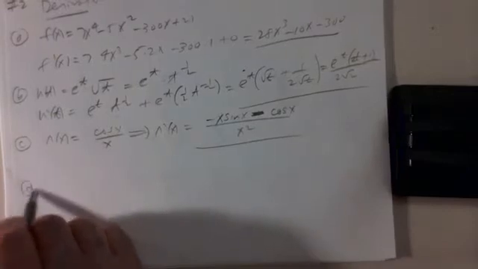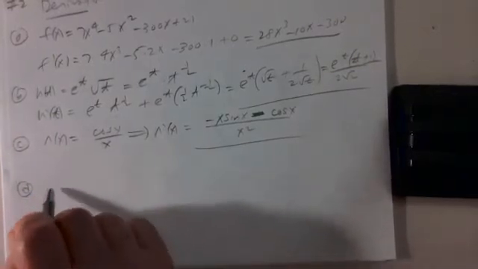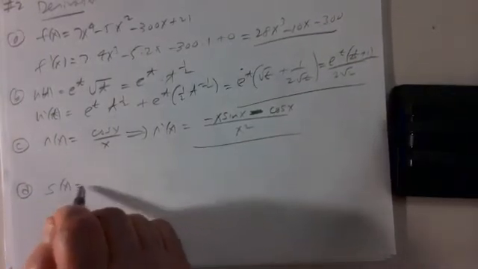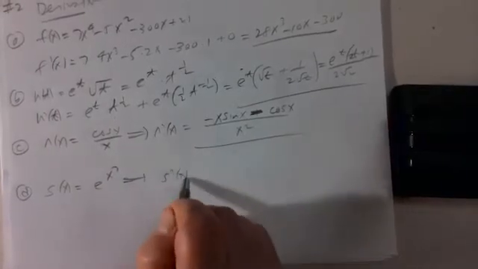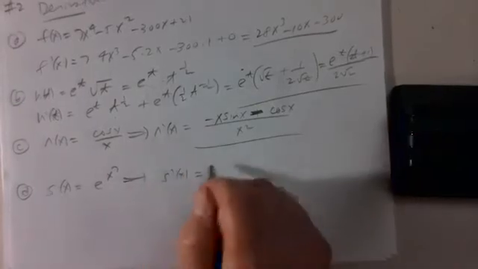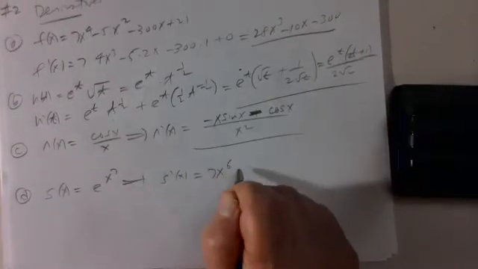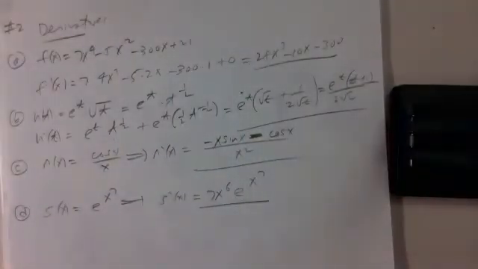And D is the chain rule. S of x is e to the x to the 7th. So S prime of x is the derivative of x to the 7th, 7x to the 6th, times e to the x to the 7th. So those are the answers.